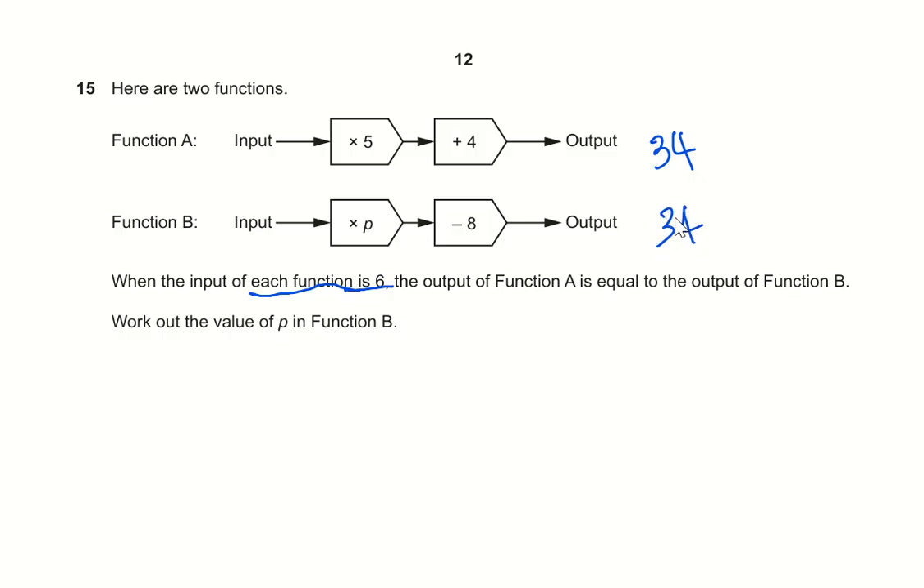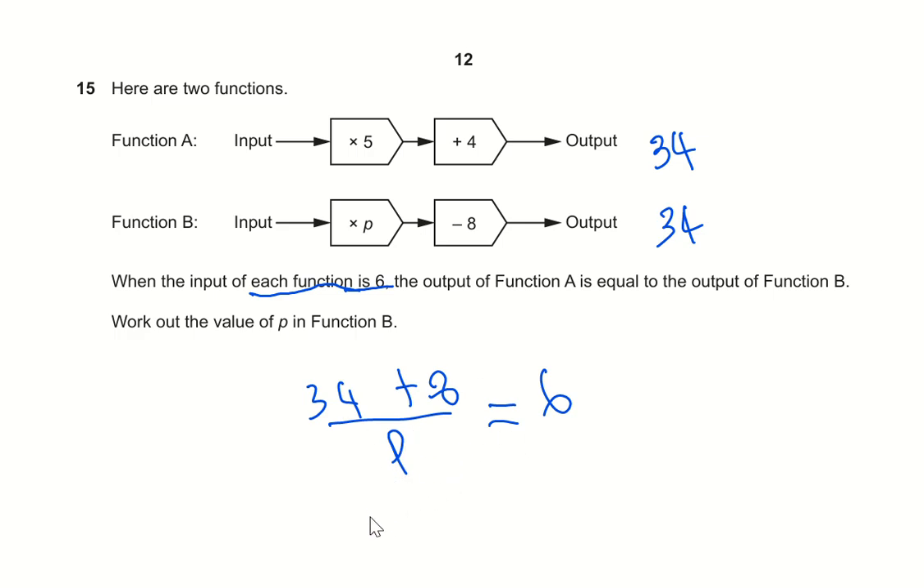So now I'm going to go backward, inverse. When we go to find the input, we need to do the inverse of the operation. So 34, when you come this way, it's minus 8. So I'm going the opposite way: 34 add 8. This is times, so I'm going to divide by p. It should equal 6. The input is 6. So I'm going to simplify this equation.